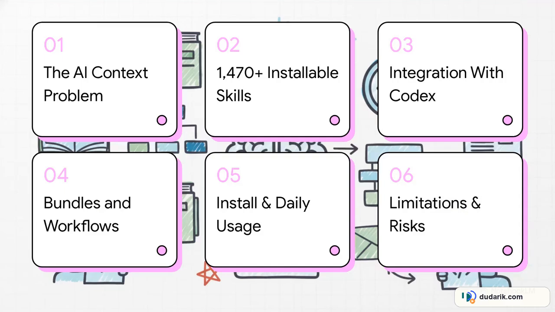So today, we're going over the roadmap to solve this exact issue. We'll quickly look at the core context problem, explore a huge library of installable skills, see how it natively integrates with Codex CLI, talk about bundles and workflows, go over installation, and finally touch on the real-world limitations.